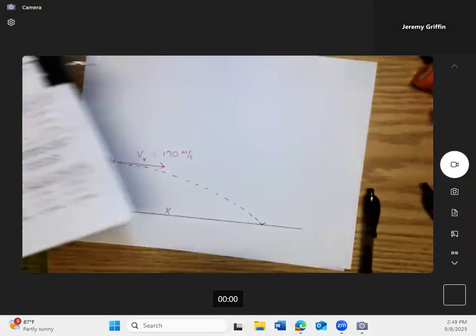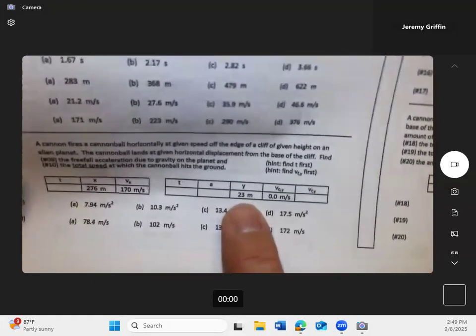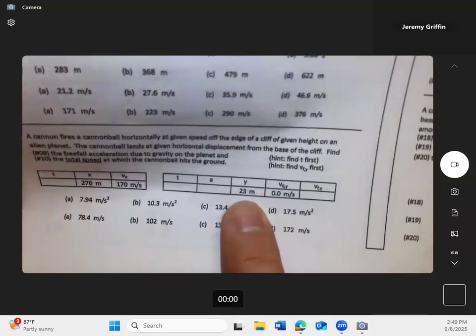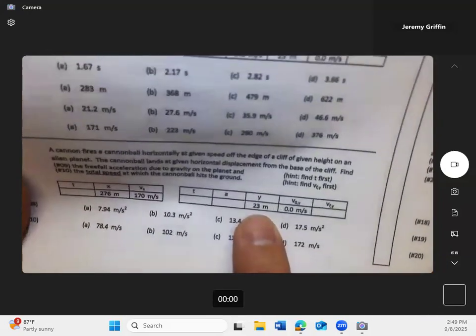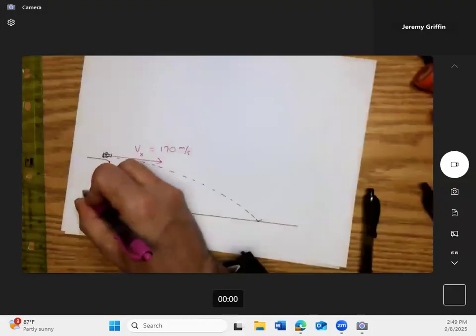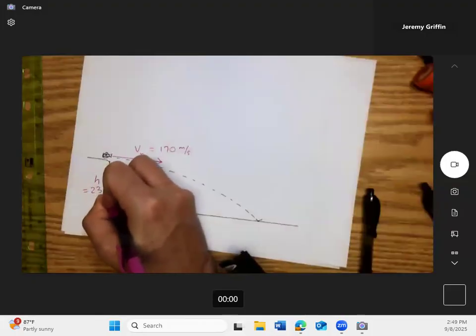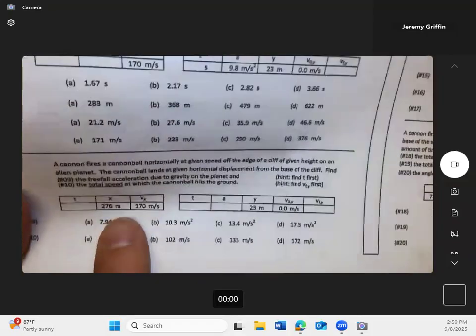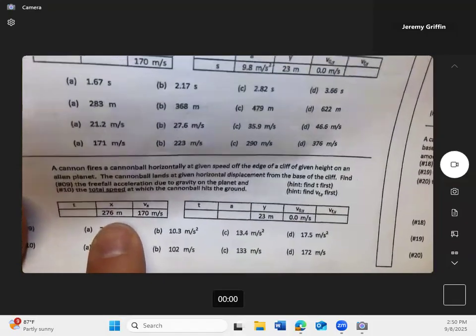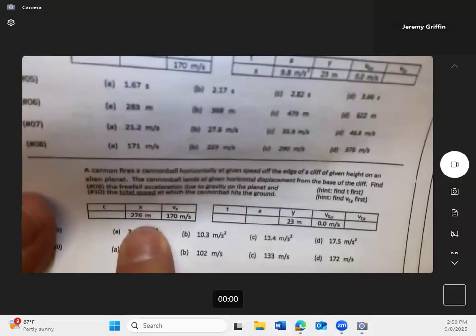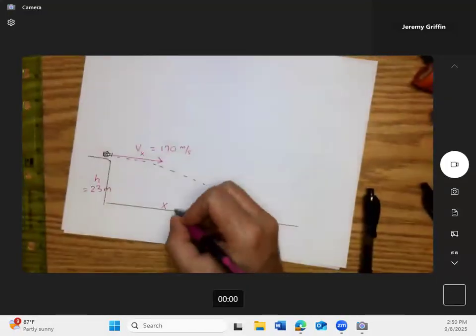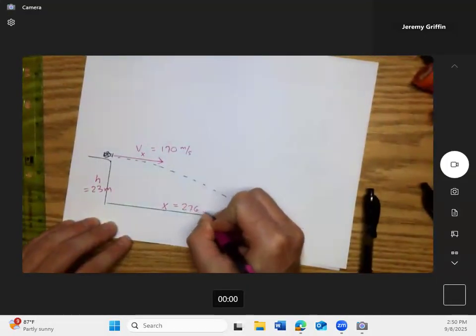meters per second. And I have a cliff height. Do you find your cliff height? Wouldn't it be this vertical displacement? Isn't that what cliff height is? Vertical displacement, I've labeled y. Mine says 23 meters. And then I told you where the ball landed, how far downrange. Mine says 276 meters from the base of the cliff. So here I'll say X equals 276 meters.